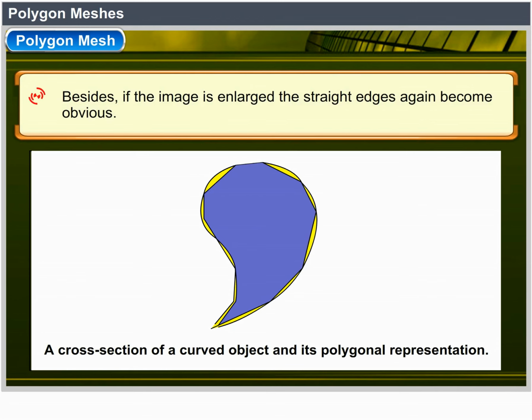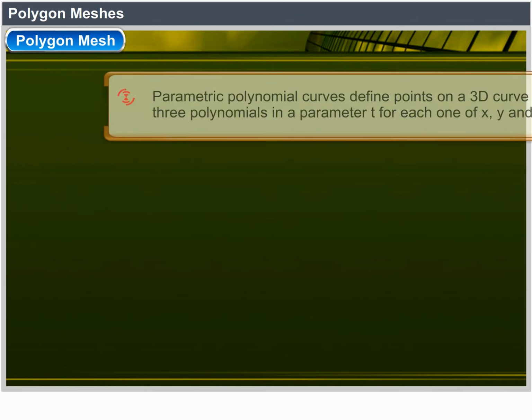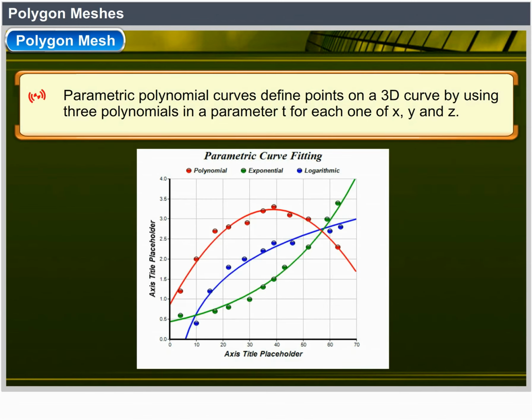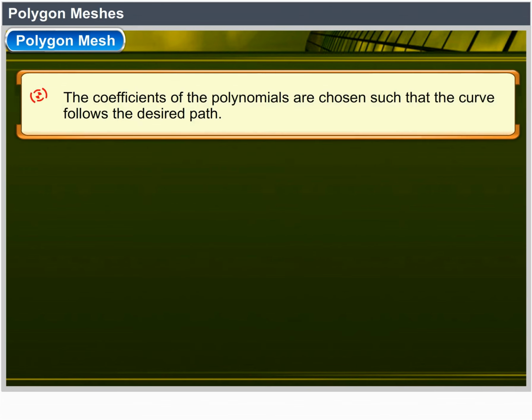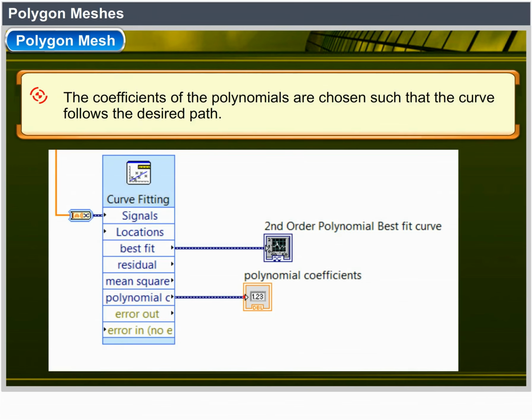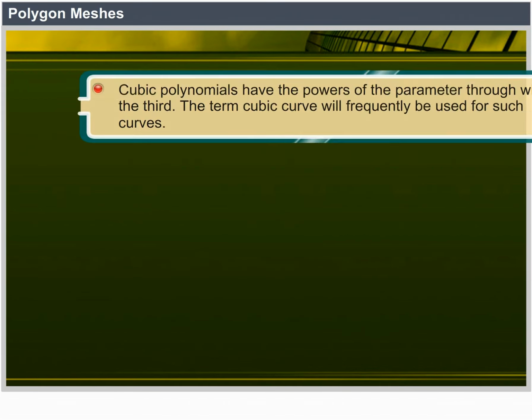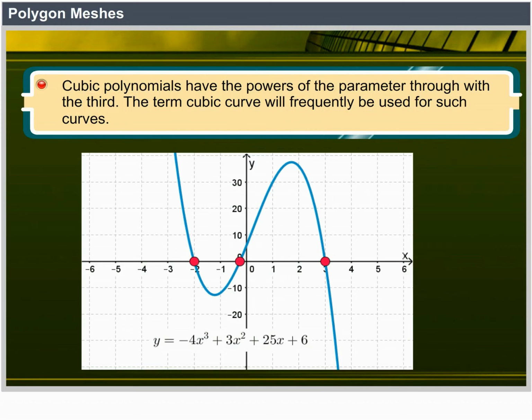Parametric polynomial curves define points on a 3D curve by using three polynomials in a parameter t, one for each of x, y, and z. The coefficients of the polynomials are selected such that the curve follows the desired path. Cubic polynomials have powers of the parameter up through the third. The term cubic curve will often be used for such curves.